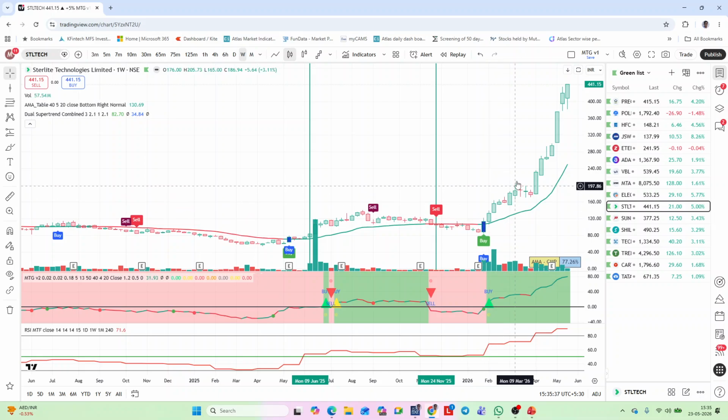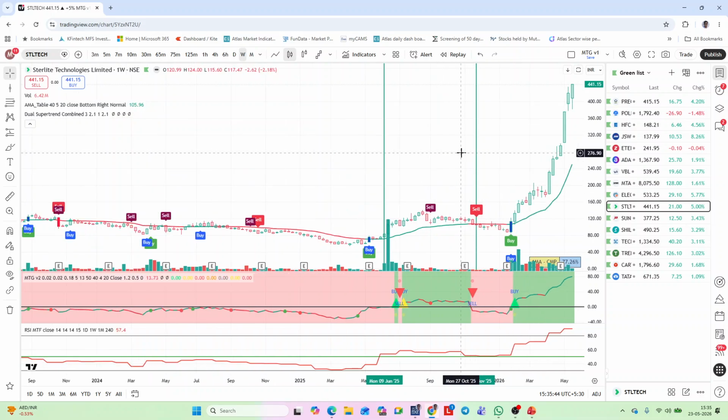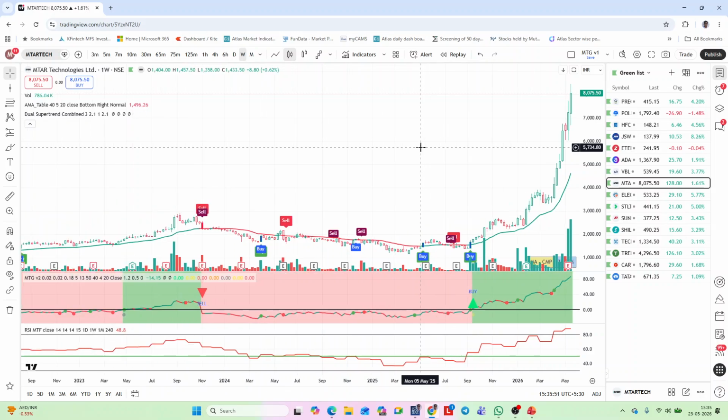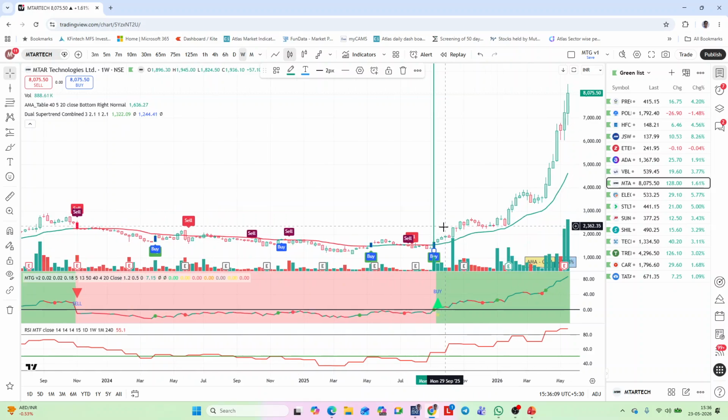Then every week you can see what is happening in this particular stock. So there are so many examples. If you want, I can share them. Very big up move in a stock, Amtar. Same story, same setup. See this. RSI went below 50. Yeah, here the RSI went above 50. And see this. Dual Super Trend 1 and dual Super Trend 2 gave a buy signal here on the same week. And then boom.